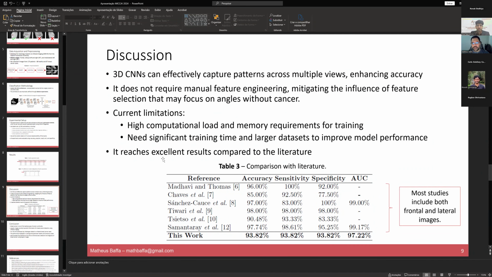But it also reached very good results when we compare to the literature. So our result is 93%. Other papers have better methods, but most of them also include the frontal images, which is well known to have good performance. So using only lateral images, we achieved 93%.